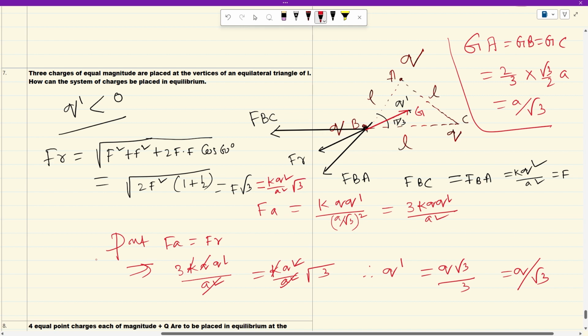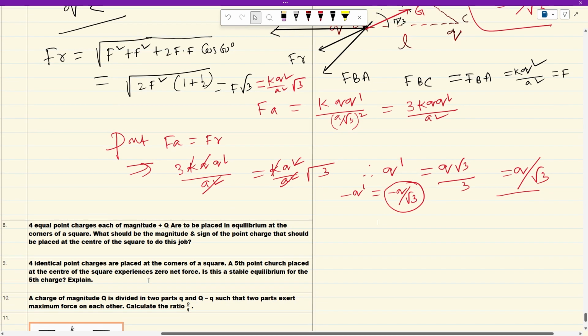So the third charge Q dash, this is one of the arrangements. You can think at home what other arrangements can be there. So equilibrium is possible if this Q dash equals Q by root 3, or minus, as the charge is negative. We have taken the positive part of it. The required charge will be minus Q by root 3. Hope all of you have understood.